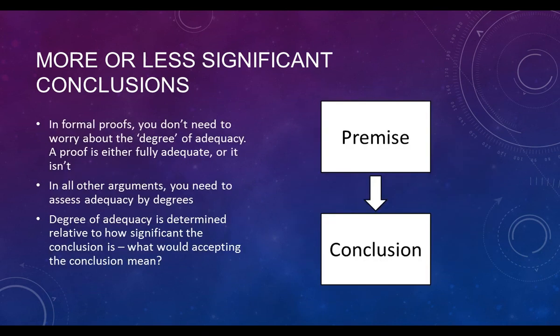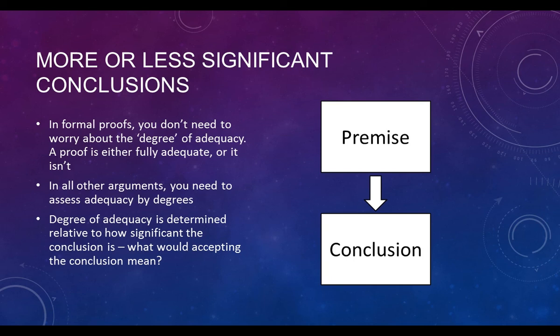So again, I said all this about formal proofs. So degree of adequacy is determined relative to how significant the conclusion is. What would accepting the conclusion mean? I think I mentioned the debate that some physicists had in the 40s in America about whether their nuclear tests were going to ignite the atmosphere. At least one person, a couple of people, had to do the calculations. Say, okay, is this nuclear blast going to start a chain reaction that wipes out all of the oxygen and therefore all of the life on land? And they figured out no. They ran the numbers and they're like, nah, not going to happen.